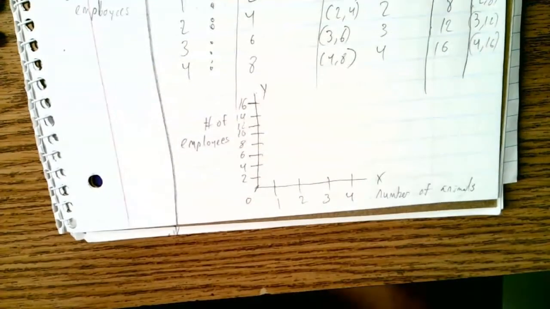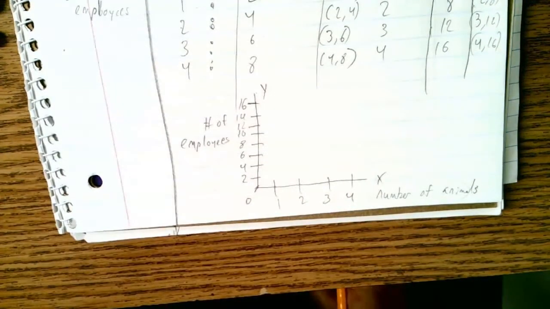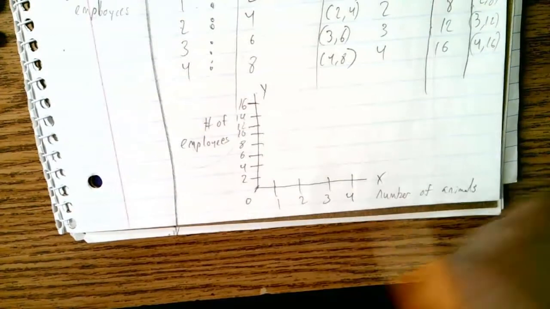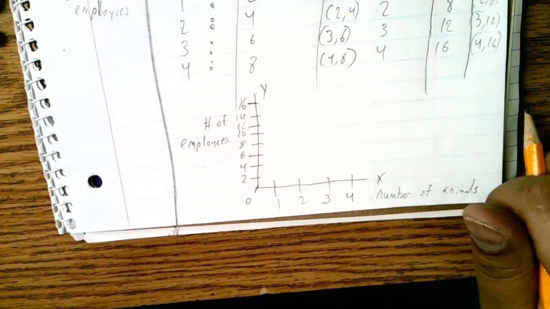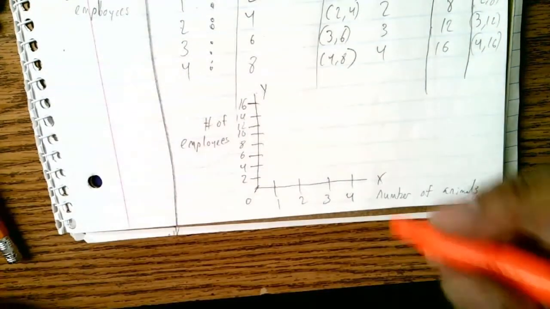You could have done by 5s if you want. But 10, definitely don't do 10. 5 could have worked. 4 could have worked. 3, I guess you could have done 3 if you go all the way to 18. You decide what works best for you. Okay? And now at this point, this is where we do the graphing.